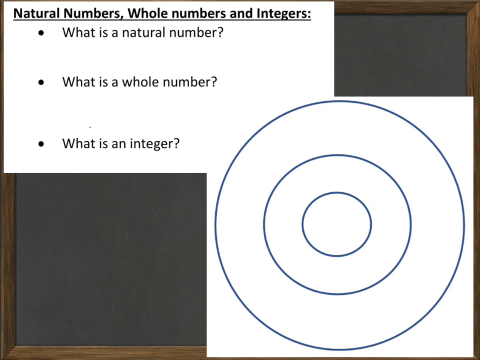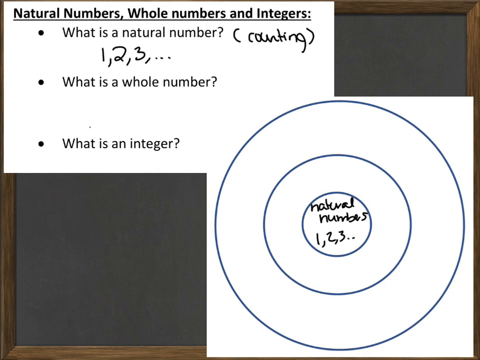So what is a natural number? Natural numbers, the way I think of them, are counting numbers. Think about the way you learn to count, or if you have children, how you taught them to count. What number do we teach people to start counting at? Well, we start counting at 1. That's what we teach kids to count at. 1, 2, 3, and so on. So those are natural numbers. So natural numbers are going to go in the smallest circle. Again, it's 1, 2, 3, and so on.